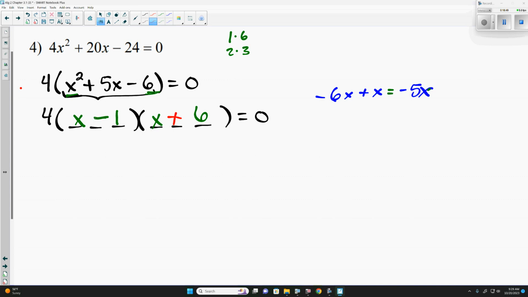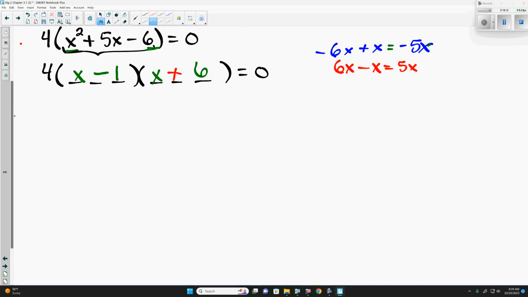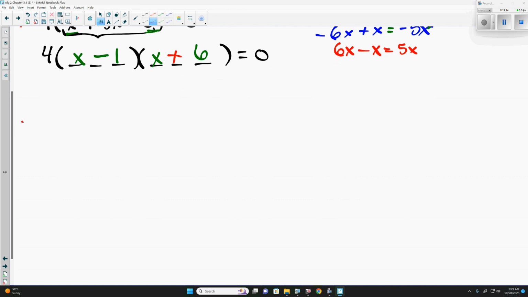So we get this here. x minus 1 times x plus 6. Well, this would give us a positive 6x minus x, which would indeed be positive 5x, because we're just flipping the signs. The x would go from negative to positive. The x would go from positive to negative, which means our 5x goes from negative to positive. Yes? Questions on this so far? No?